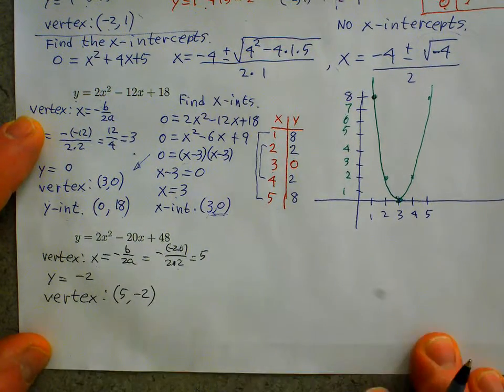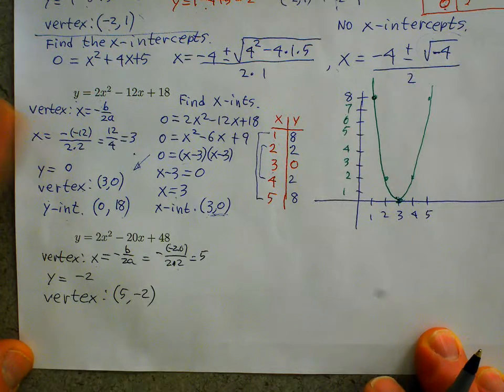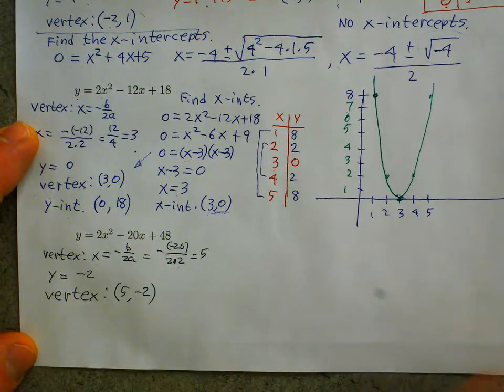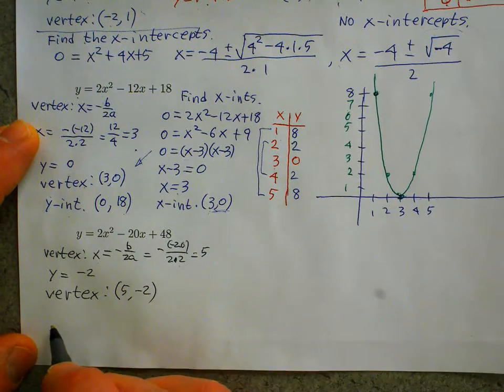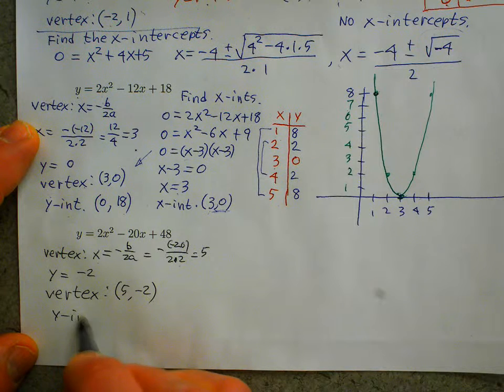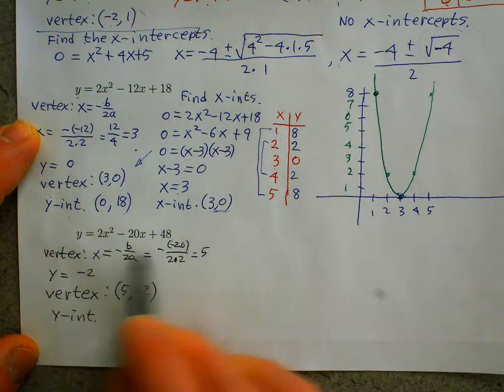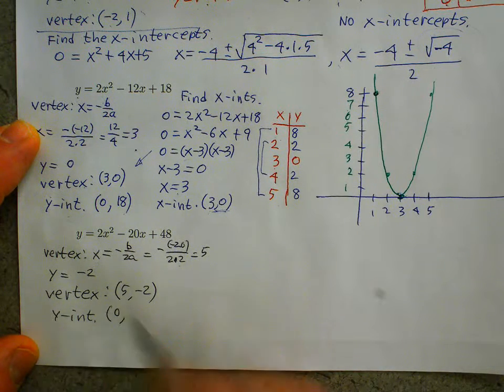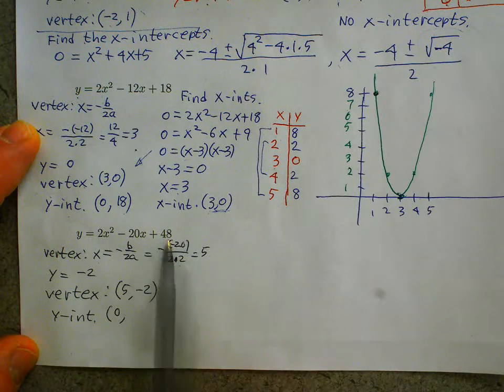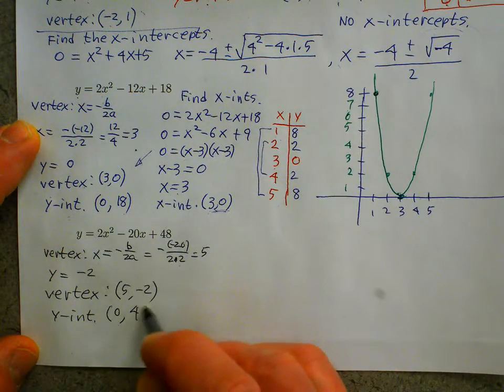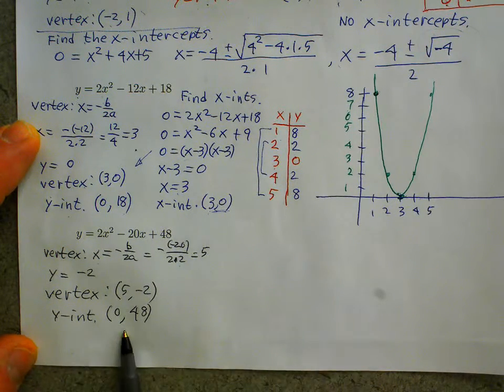Is that what you got? The y-intercept, when x is 0, the y-coordinate is 48. So that will be off the grid.